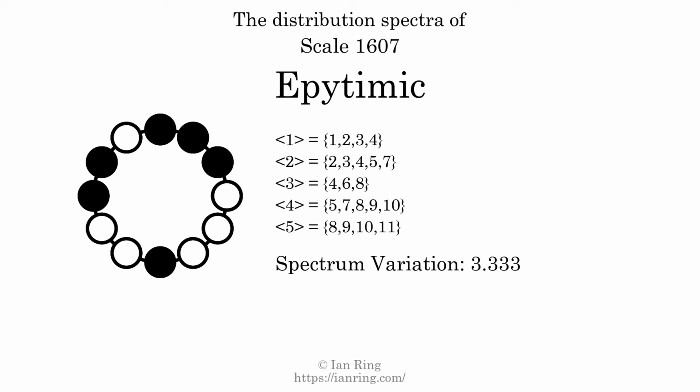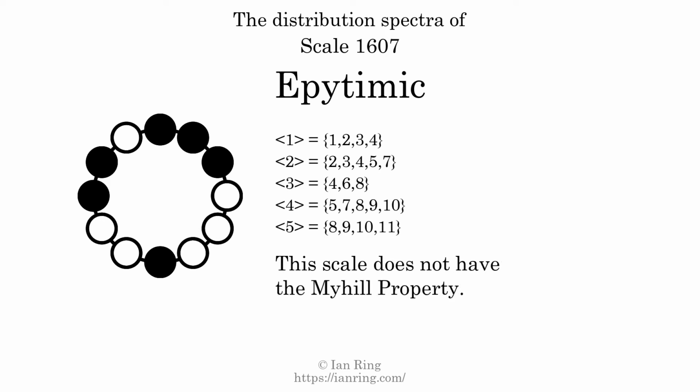The spectrum variation of this scale is 3.333. Since the variation is greater than 0, this indicates that the scale is not perfectly even. The highest spectrum width is 5. Since this is greater than 1, we know that this scale is not maximally even. If every spectrum has exactly 2 specific intervals, we call that the Myhill property. This scale does not have the Myhill property. Since the generic interval ranges overlap, this scale is an improper scale.